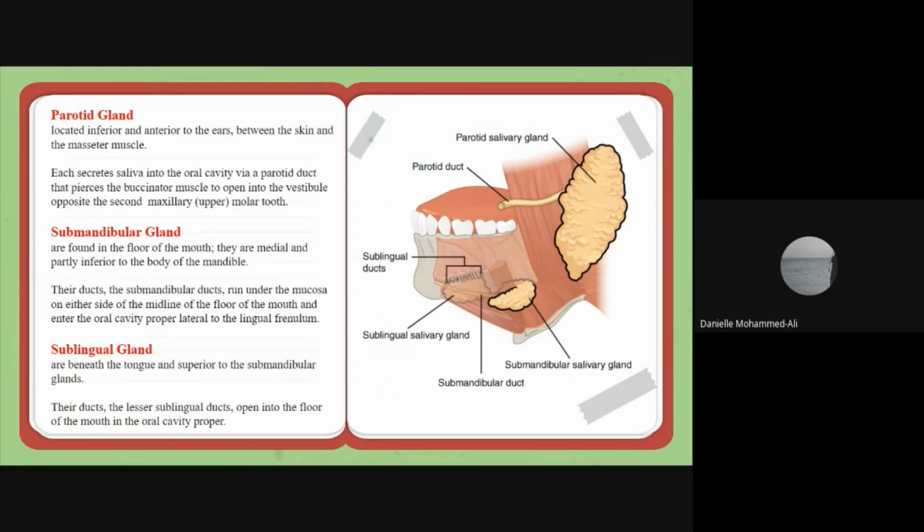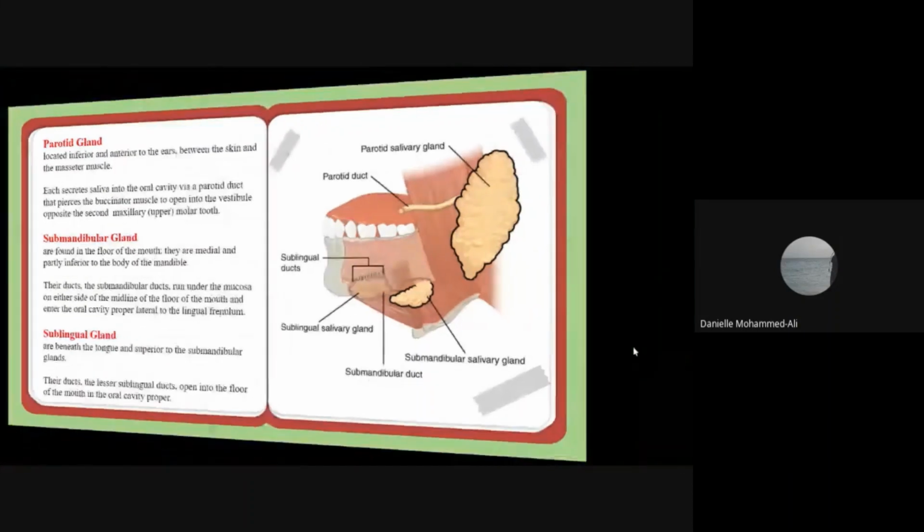The smallest of the major salivary glands are the sublingual glands, and they are found beneath the tongue and superior to the submandibular glands. Their ducts, which are the lesser sublingual ducts, open into the floor of the mouth and into the oral cavity proper.